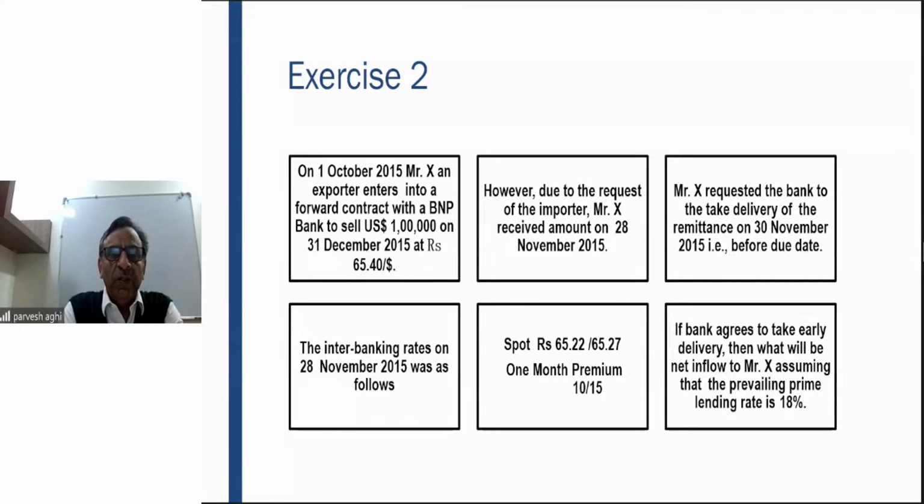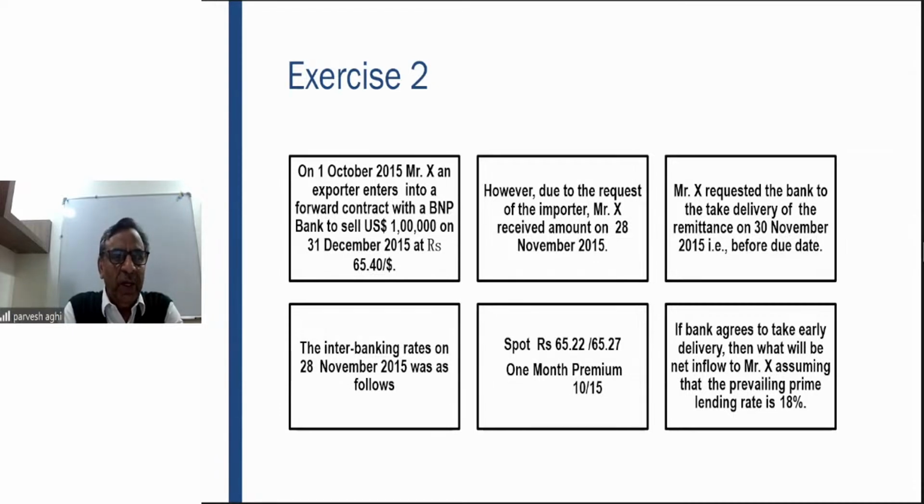However, due to request of the importer, Mr. X received the amount on 28th of December 2015. Okay, fine. So that means instead of receiving the money on 31st of December, you received the money on 28th of November 2015. So X requested the bank to take the delivery of remittance on 30th November 2015, before the due date.